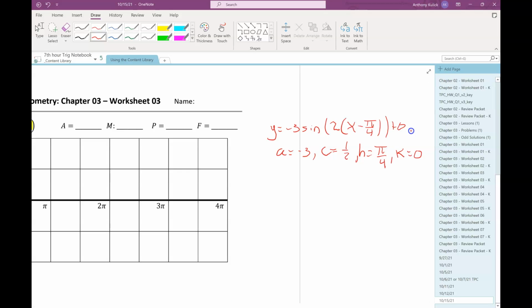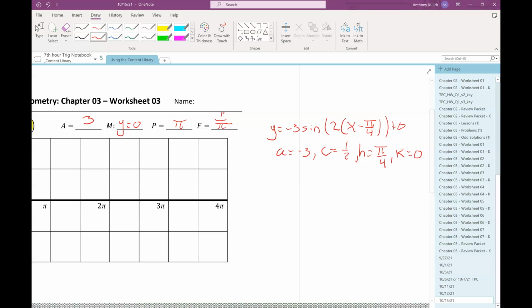Okay. The amplitude is the absolute value of A, so that's 3. The midline is y equals K, so that's y equals 0. The period is 2 pi times the absolute value of C, so that's just pi, and the frequency is the reciprocal of the period, so 1 over pi.